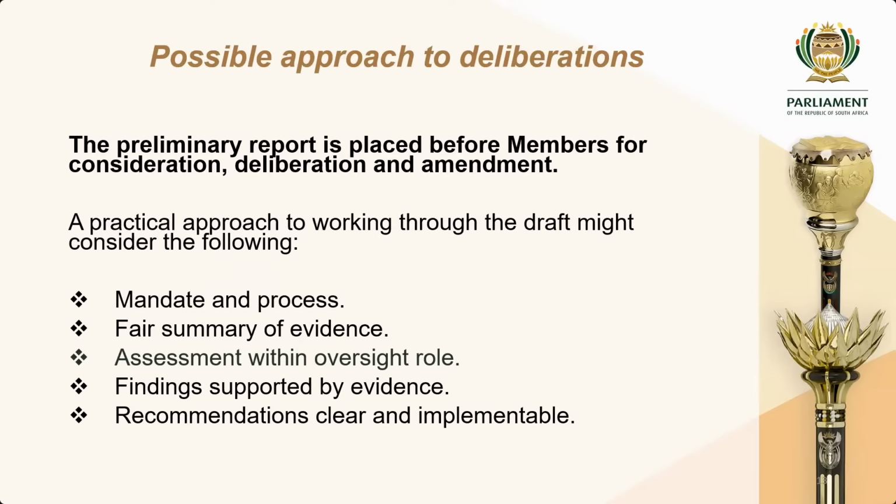A practical approach to working through the draft might consider the following. The first part, sections 1 to 11, the mandate and the process. You would ask yourself whether you're happy with the way these have been reflected. Is there anything you wanted added, or something that should be removed or amended? The second part is the evidentiary overview. Is this a fair summary of the evidence? Is there anything you would want included, emphasized or added? Has anything critical been overlooked?